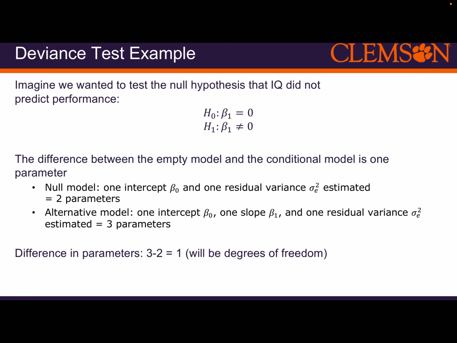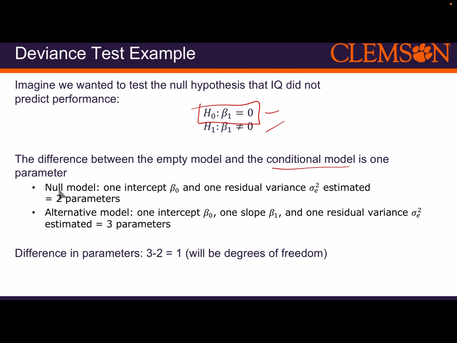Let's imagine we wanted to test the null hypothesis that IQ did not predict job performance. So basically, we're testing the null hypothesis where beta 1 equals 0 against the alternative where beta 1 is not 0. Now, we have two models, the empty model and the conditional model. There's only one parameter difference. The empty model does not have a slope, or beta 1 is equal to 0. And the conditional model is where beta 1 is not equal to 0. It's estimated. So we literally can get from the alternative model, or the conditional model, by setting beta 1 equal to 0, basically enforcing our null hypothesis. That means these models are nested, and we can use a likelihood ratio test.